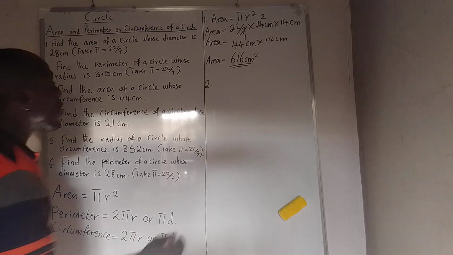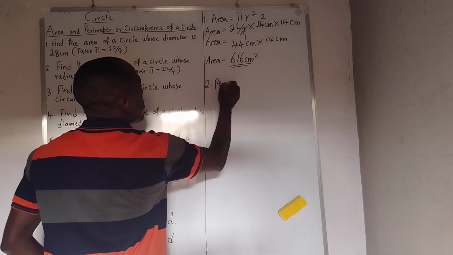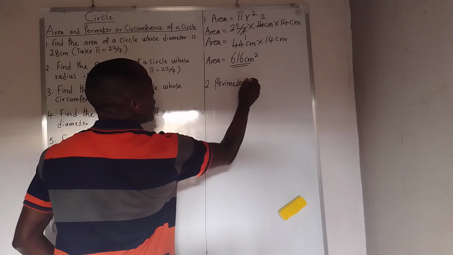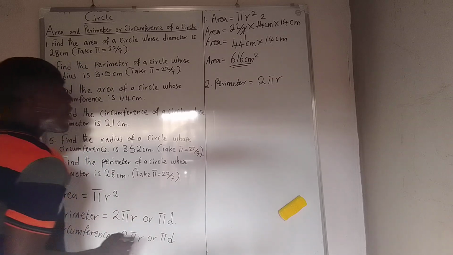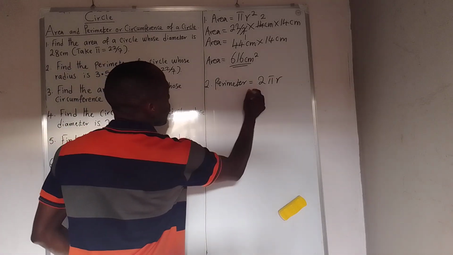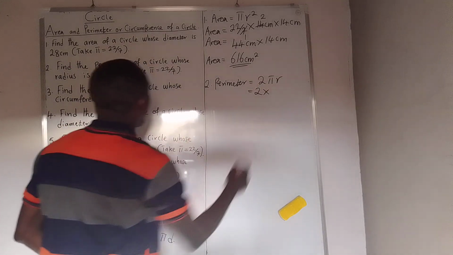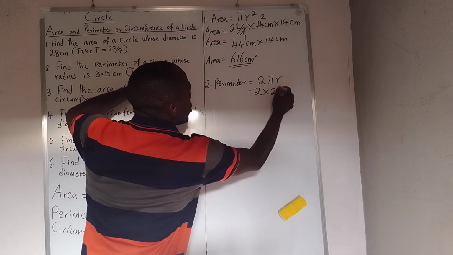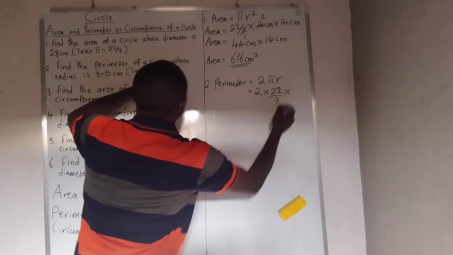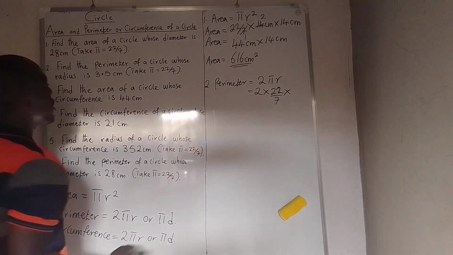Now, the perimeter of a circle is equal to 2 pi r. Now, we are multiplying, which is equal to 2 multiplied by pi. Our pi is given as 22 over 7, multiplied by our radius. Our radius is 3.5.